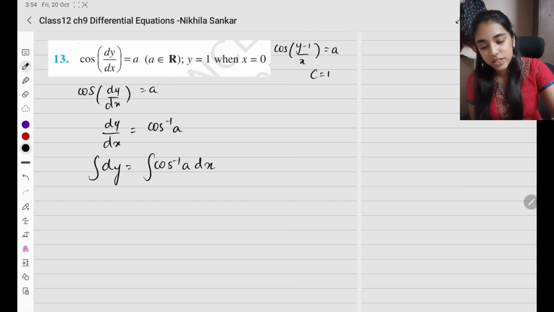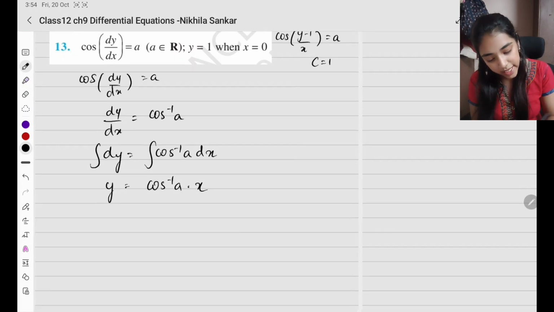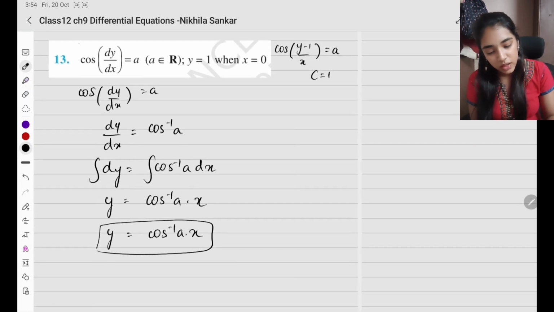I'm going to integrate on both sides. You know that cos inverse of a is a constant. So I have y equals, taking cos inverse of a outside, I have dx, whose integral is simply going to be x. So y equals cos inverse of a times x. So this is my y.